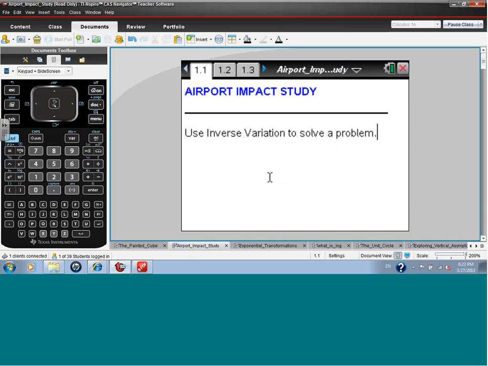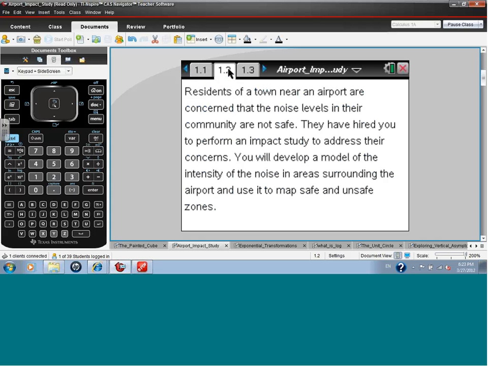And this is an activity that could be used to study inverse functions, inverse variation functions. Again, there are PDF documents that accompany this, but the nice thing about the Nspire documents is that you can put a lot of documentation right into the document that is sent to the students. So students could actually see these instructions on their handheld device.